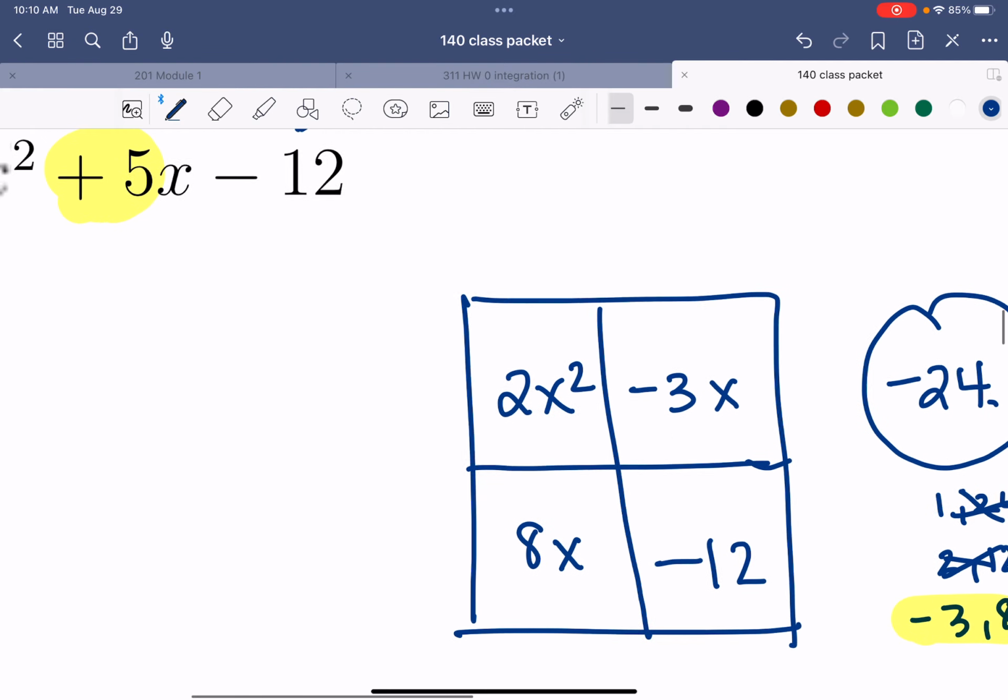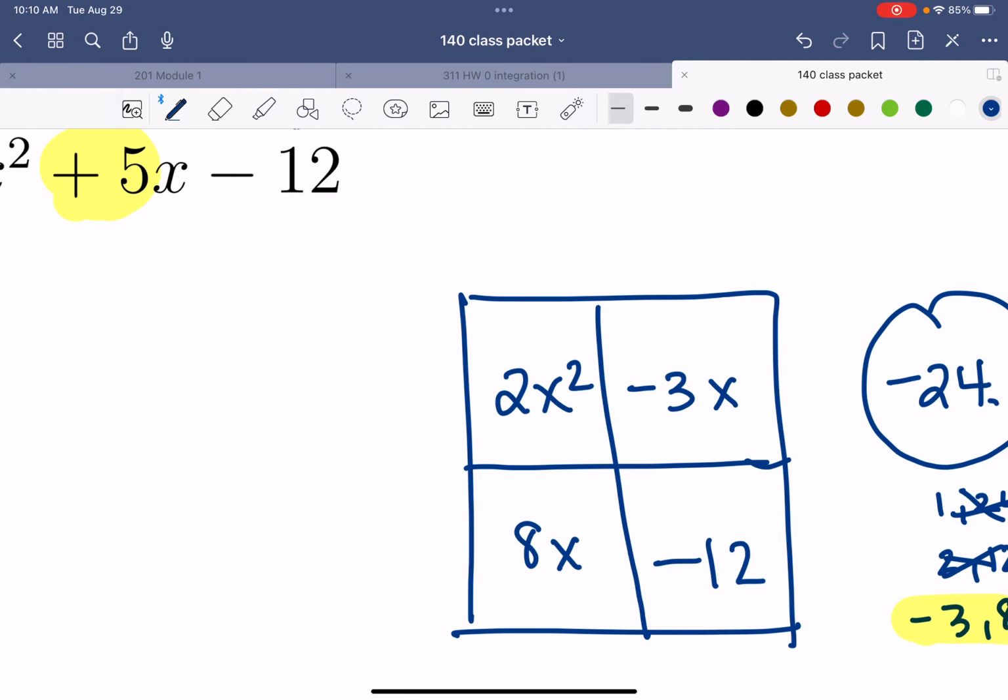Then what I'm going to do is factor this box. So I'm going to look at the top row. So right now in the top row is the 2x squared and the -3x. What do those two things have in common? Well, they both have an x, and 2 and -3 don't have any common factors. So I'm going to pull the x out to the left-hand side of the box. So I'm going to put it here.